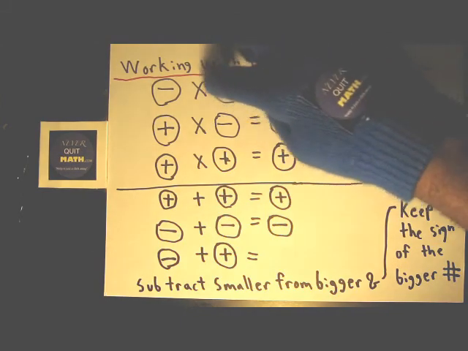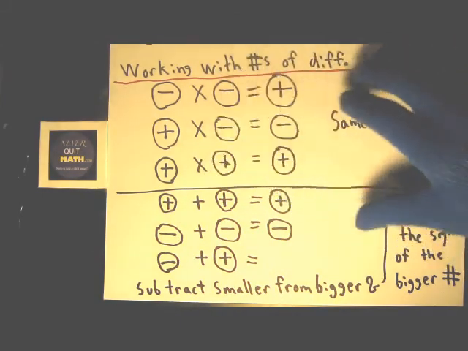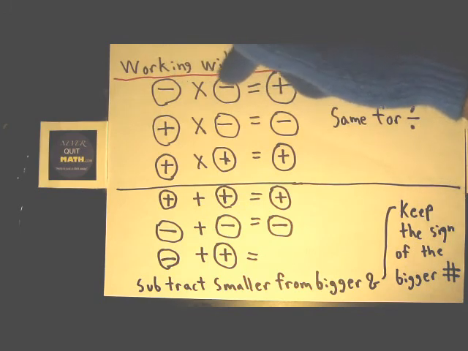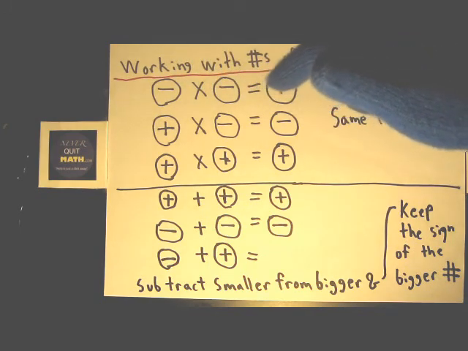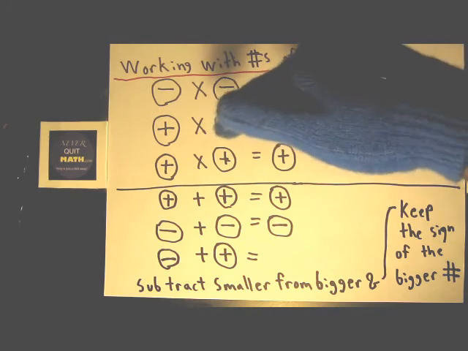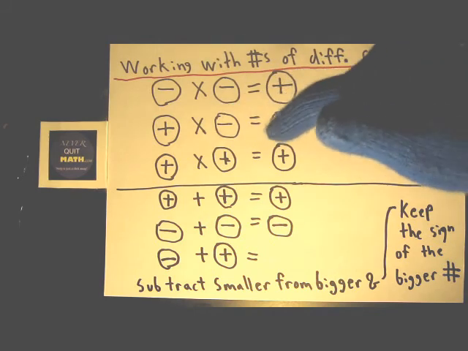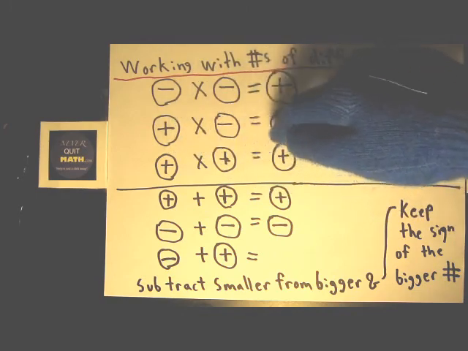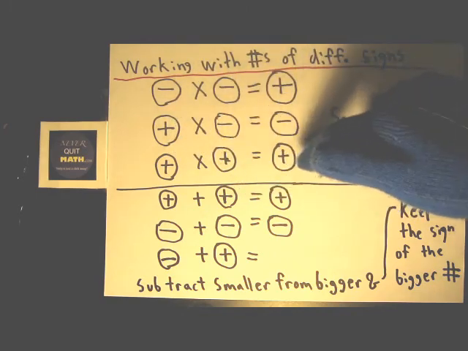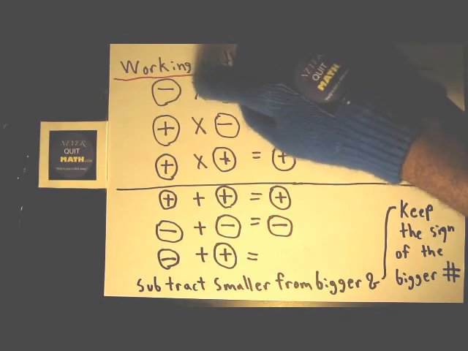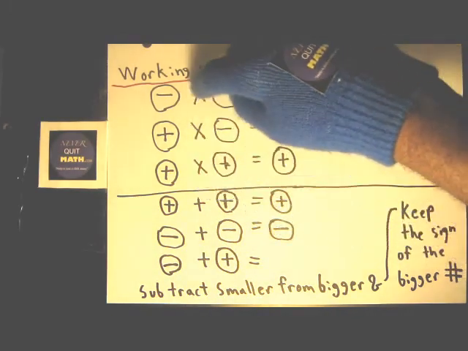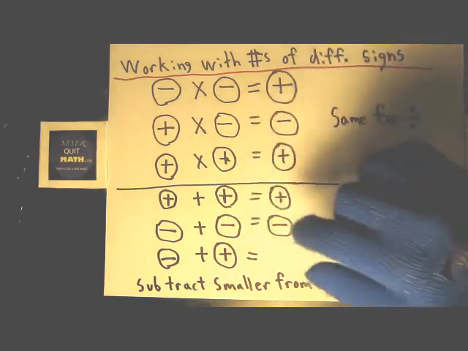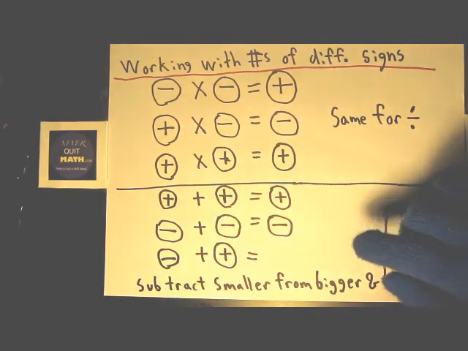The same rules that apply for multiplication also work for division. So if you had two negative numbers in a division problem, you know your answer has to be positive. If you had a positive and a negative number in your division problem, then your answer would be negative. And if you had two positives in a division problem, then your answer would be positive. In other words, you can replace all these multiplication signs with division signs and the answers will be the same. So let's deal with addition now.